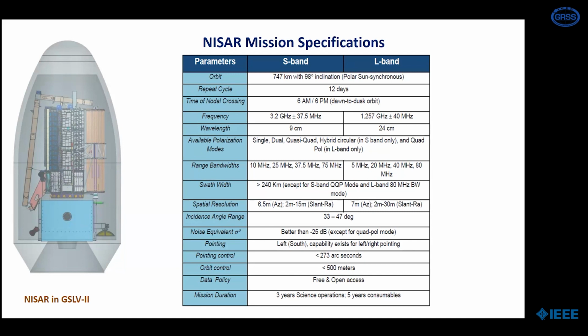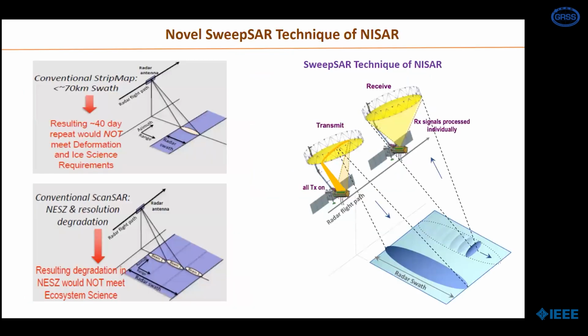I have already explained this one. So why is the SweepSAR technique given to NISAR? Because we know that every SAR has different imaging techniques. One is stripmap and another is ScanSAR. The stripmap mode works on single beam operation. The beam will be steered with a fixed swath, as per the fixed imaging information, so you cannot cover more swath, and the repetitivity will be more. For example, when you calculate for NISAR, it comes to around 40 days to cover that 240 kilometers. So it will not meet our deformation and ice sheet requirements.